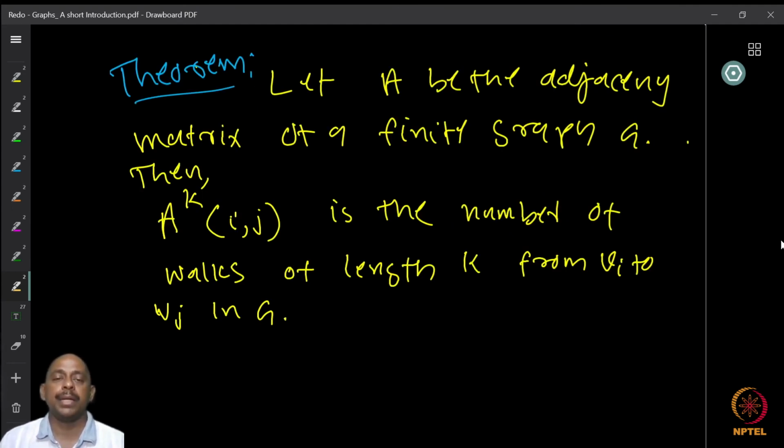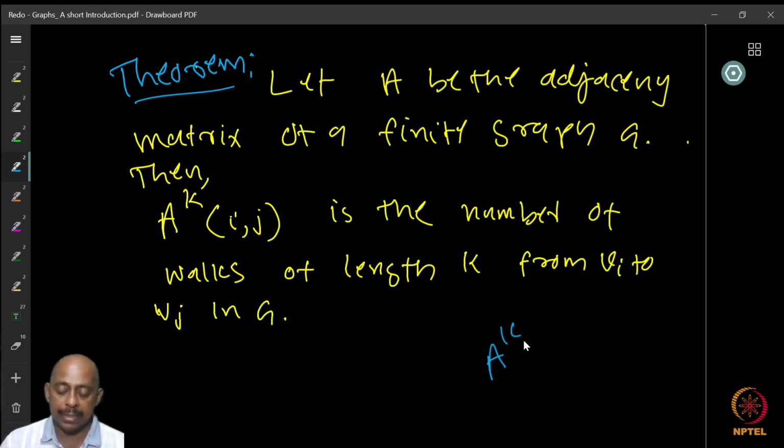Now, an immediate theorem is that if the adjacency matrix of a graph is given, let's say it is A, then look at the kth power of this matrix. The power means that you are taking a product of the matrix with itself. Because it's a square matrix, I can multiply it many times. So I take A raised to k, which is the kth power of the square matrix A.